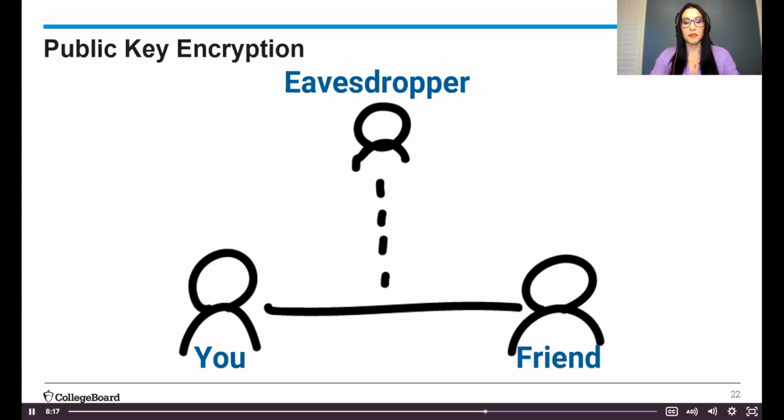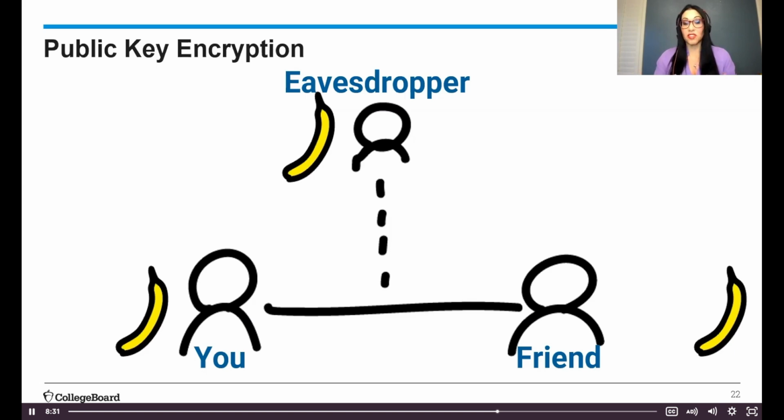Stay with me here. So let's say you and your friend are going to make smoothies. First, you agree ahead of time on the type of fruit you both are going to start with and use. Let's just say it's bananas. Anyone eavesdropping can know this information and know that you're both making smoothies with a banana. That's your public key.